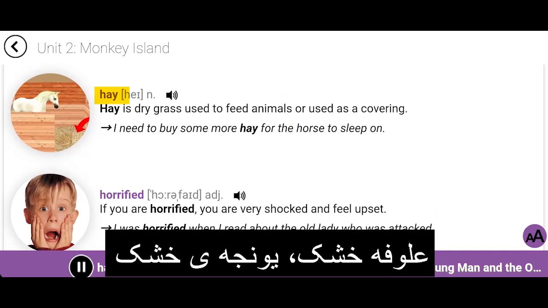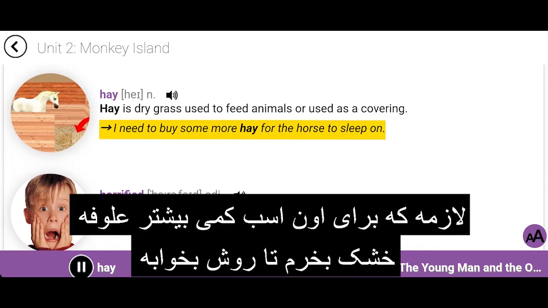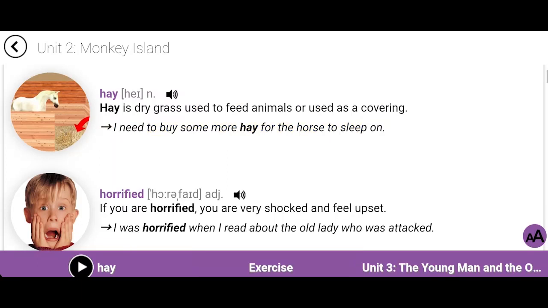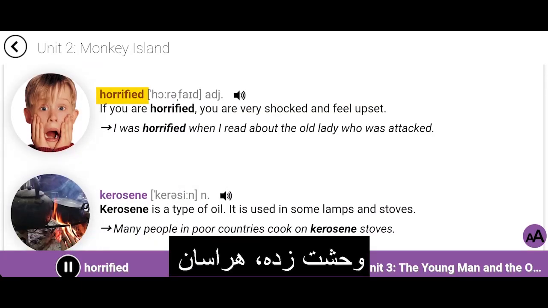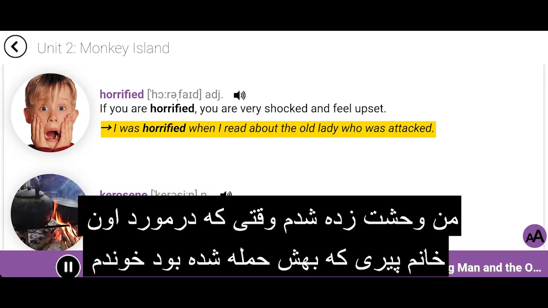Hay. Hay is dry grass used to feed animals or used as a covering. I need to buy some more hay for the horse to sleep on. Horrified. If you are horrified, you are very shocked and feel upset. I was horrified when I read about the old lady who was attacked.